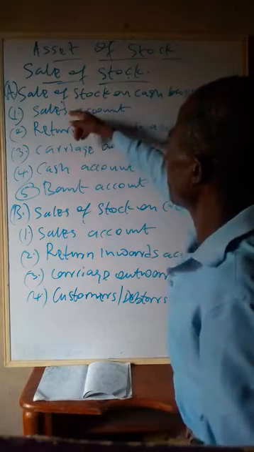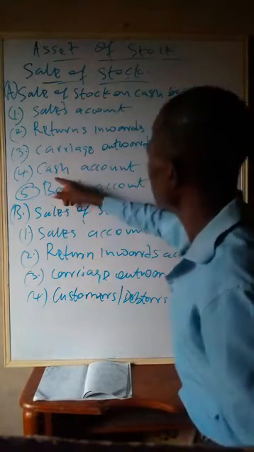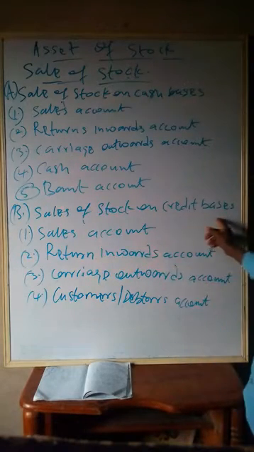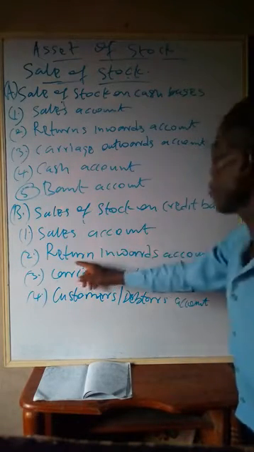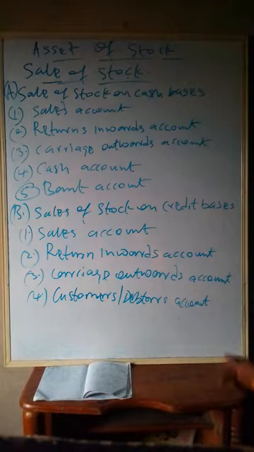So if it is on cash basis, you have sales account, returns inward account, carriage outwards account, cash account, bank account. Then sales of stock on credit basis, you have sales account, returns inwards account, carriage outward account, customers or debtors account.